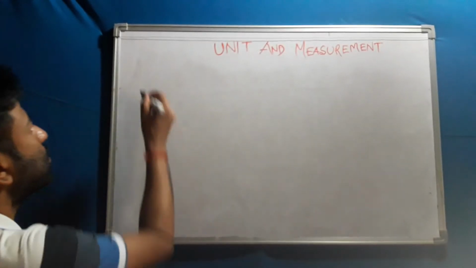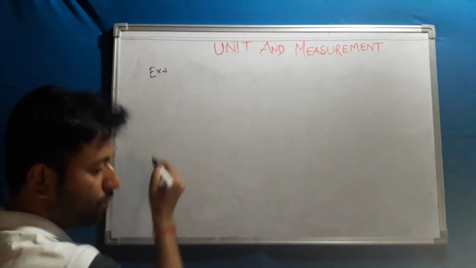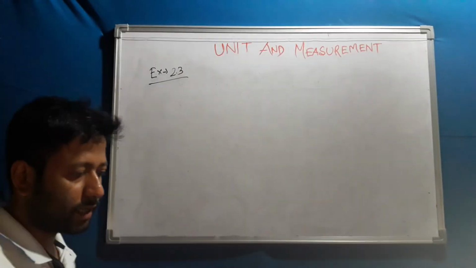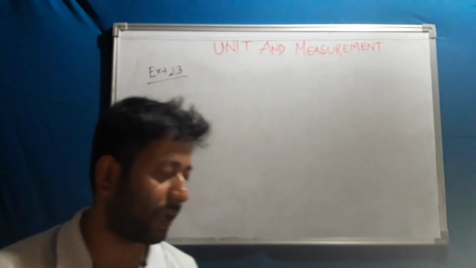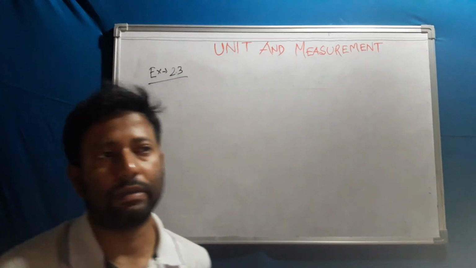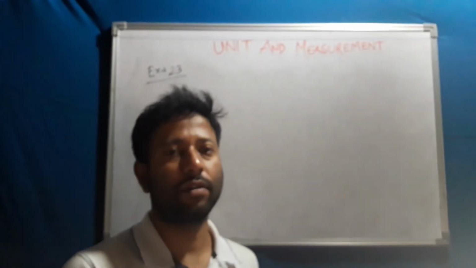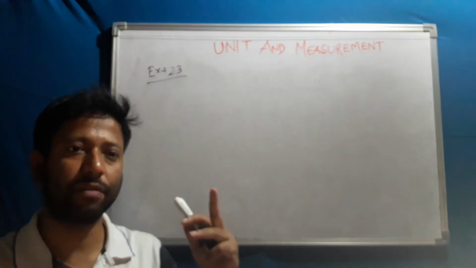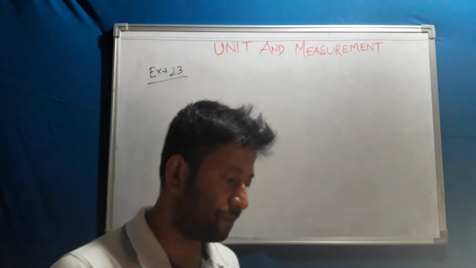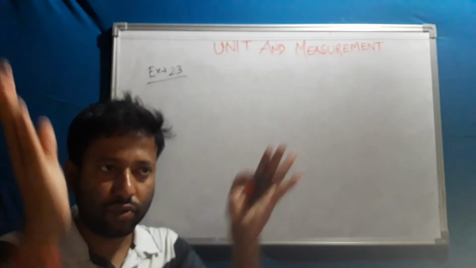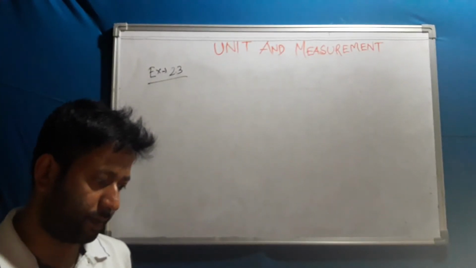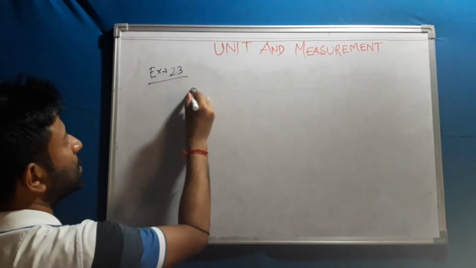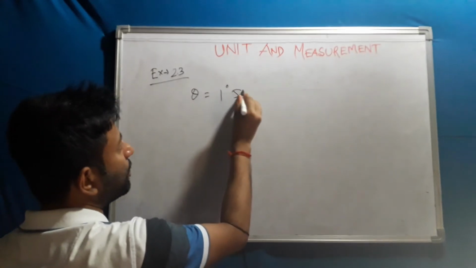Suppose example, they have given example 2.3. They are asking: the moon is observed from two diametrically opposite points A and B on Earth. That means using a telescope I can see from here the two diametrically opposite end points of the moon, which I'm indicating by A and B. Suppose these two points A and B make an angle towards Earth, that is theta.